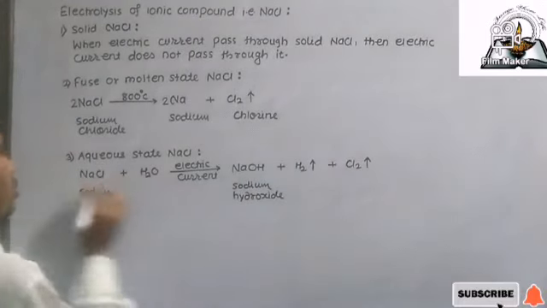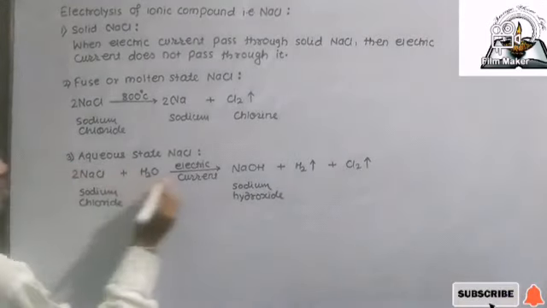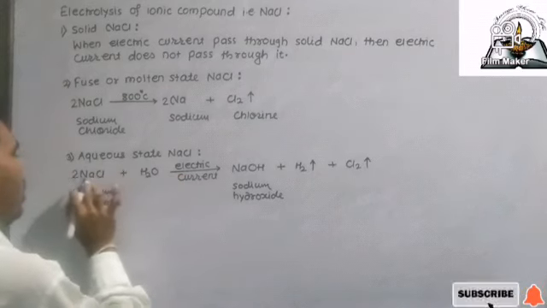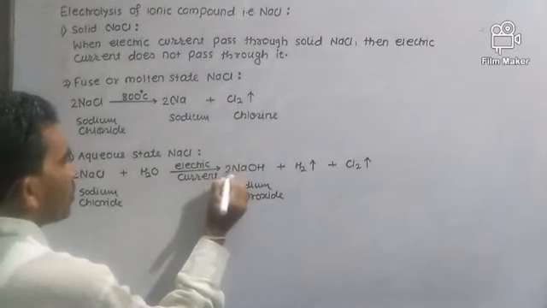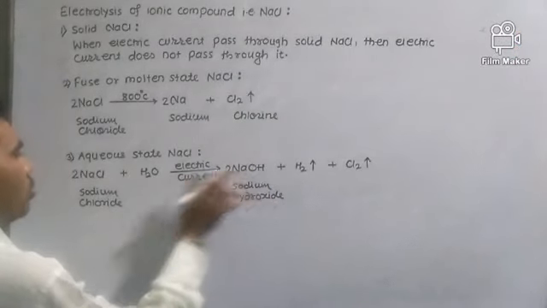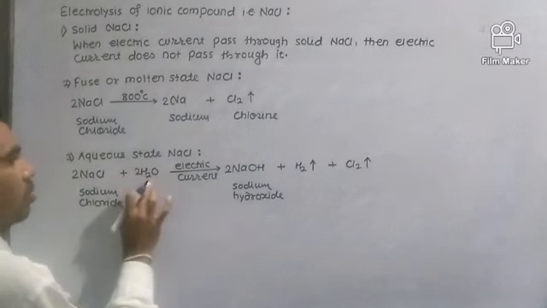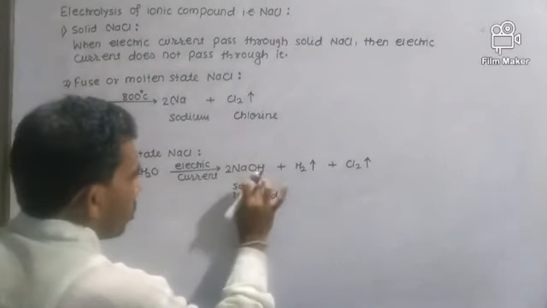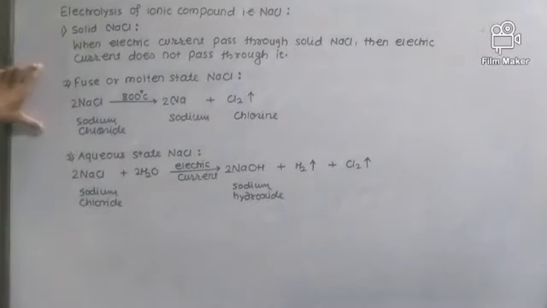Here Cl2 is there, so I have to put 2 here also. Now solid NaCl, Na has become twice, so twice; oxygen is 2, so 2 here; hydrogen is 4, so 4 here, and 2 and 2 here. So this is the electrolysis of an ionic compound, with the help of sodium chloride.